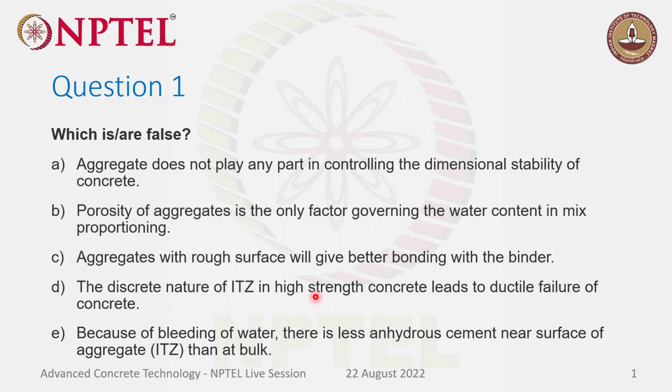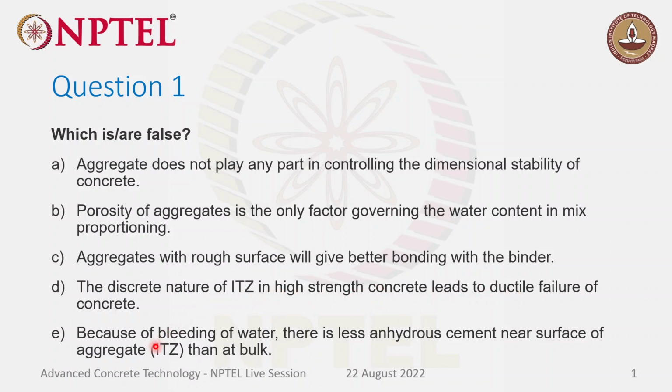Like, which type of failure mechanism will be there in high strength concrete? Will it pass around the concrete through the ITZ, or will it pass through the aggregate? Okay, just think. And so the discrete nature of ITZ in high strength concrete leads to ductile failure of concrete.